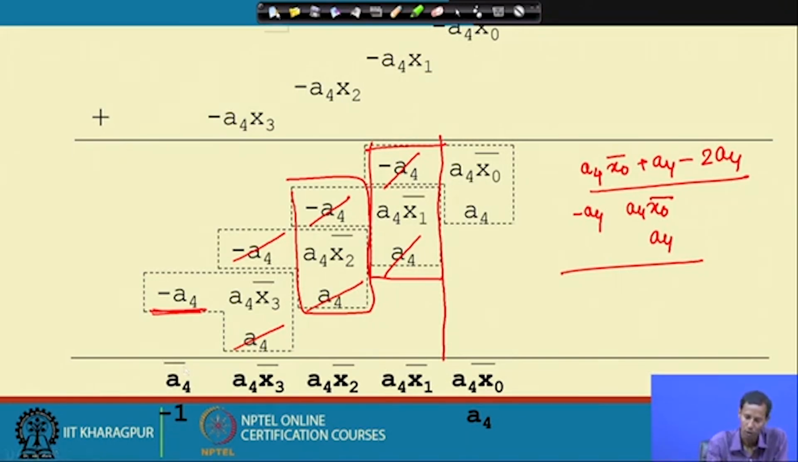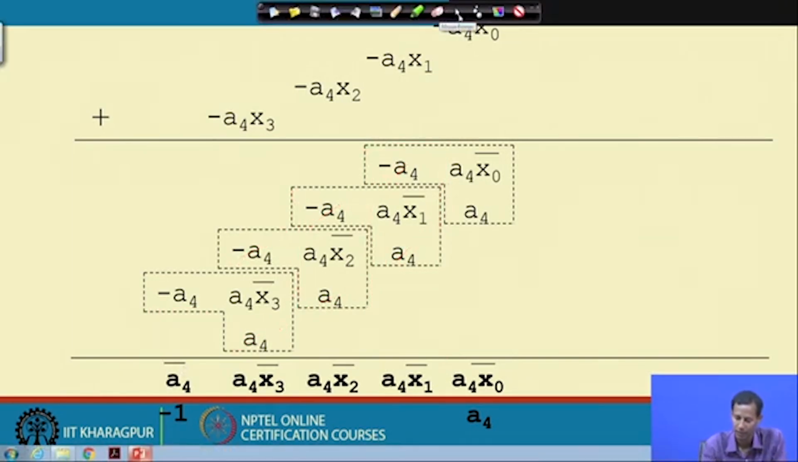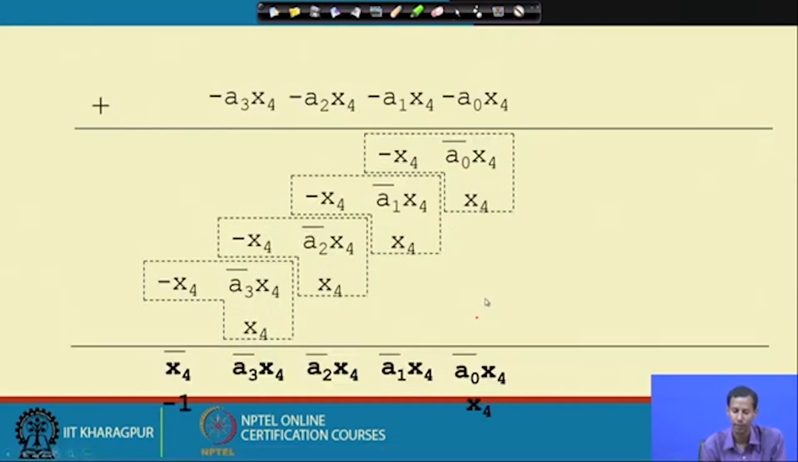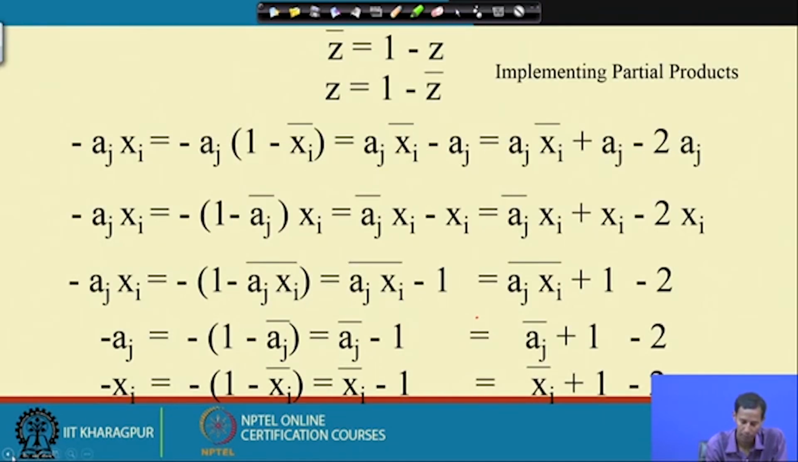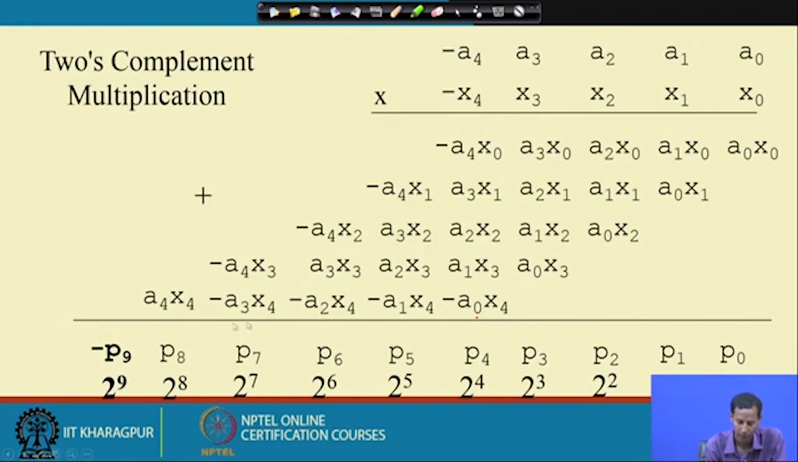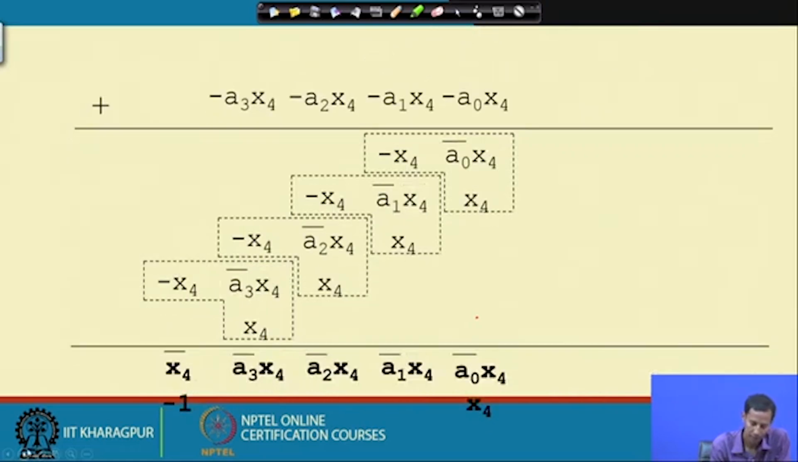Okay. So then, what am I left with? The last position, that means the last partial product which I am getting. This one is left. How can I represent this? This can be represented as minus a4 x4.